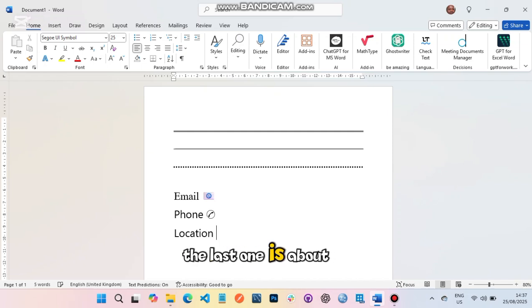The last one is about that location symbol. To do that one, you hit 1 F 4 C D and Alt plus X on your keyboard.